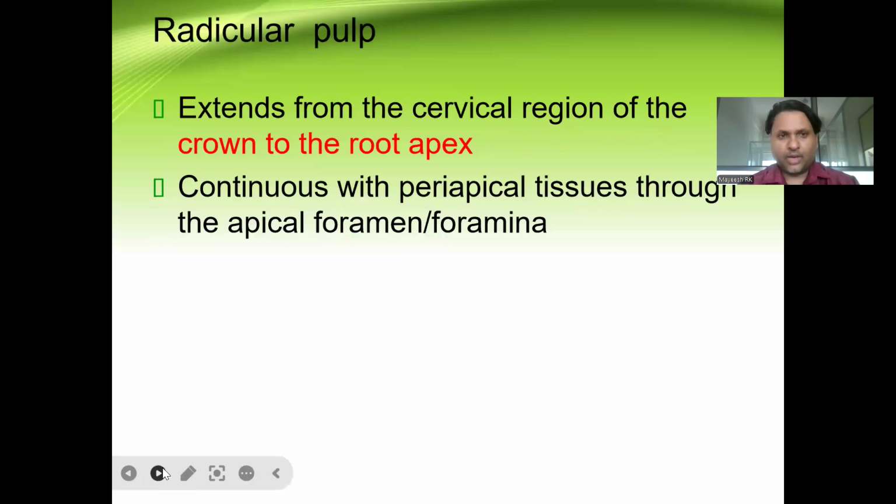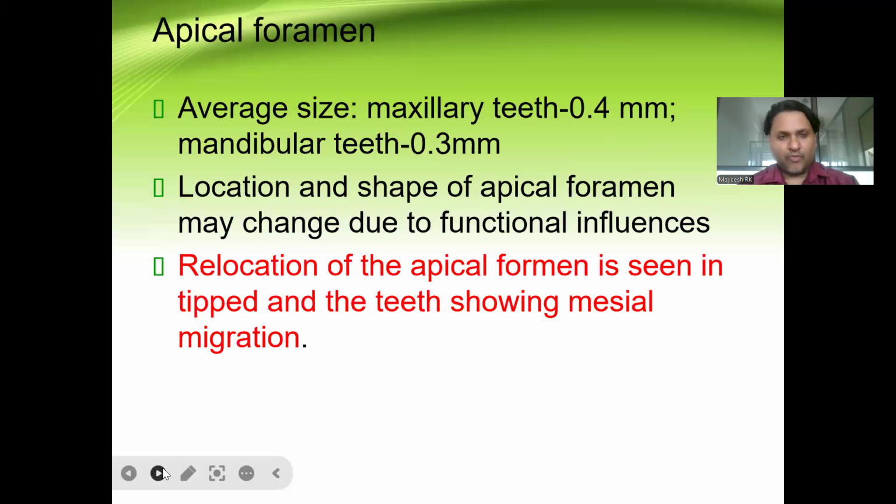If you look at the radicular pulp, it extends from the cervical region of the tooth, that is from the crown to the root apex. It is continuous with the periapical tissues through the apical foramen. The average size of the apical foramen is around 0.4 mm in maxillary teeth, whereas in mandibular teeth it's around 0.3 mm. The shape and the location may change due to functional influences. The relocation of the apical foramen is seen in tipped teeth and teeth showing mesial migration.